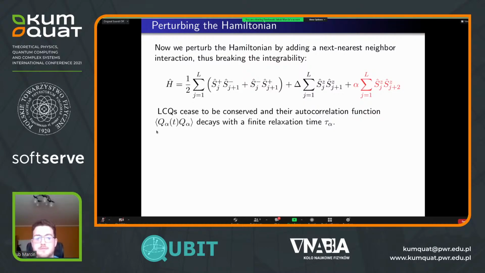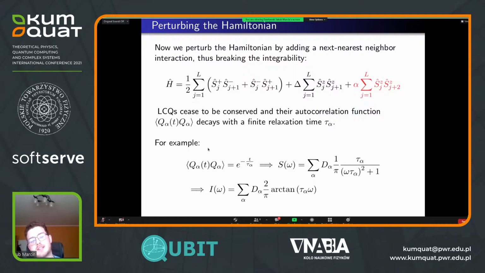So if we were to assume that these autocorrelation functions decay exponentially, then the spectral function, which previously in the integrable model was just a delta function, would start to broaden. It will become a Lorentzian, which is pretty well known because this is the Fourier transform of exponential functions. But if we were to integrate this function again to obtain the integrated spectral function, we would get an arctangent function. And keep that in mind because we will see it in a moment.